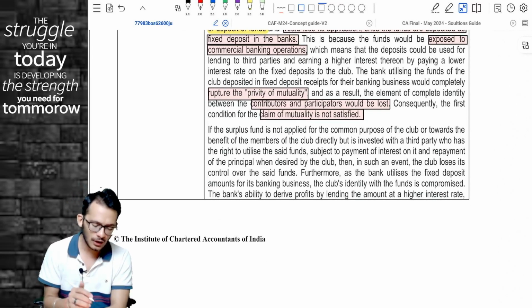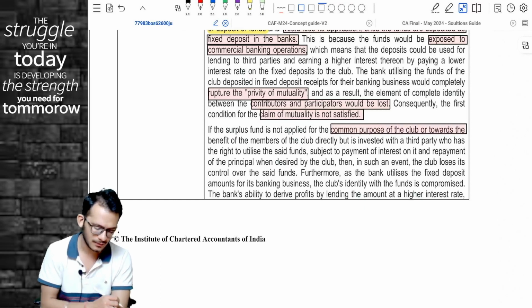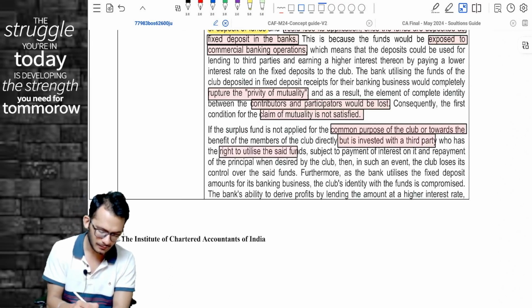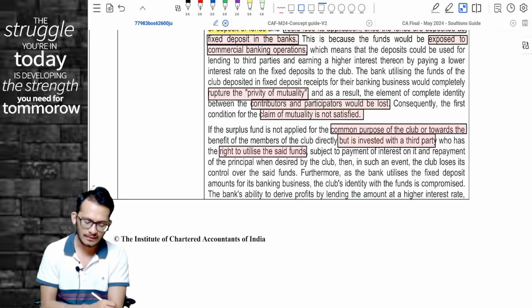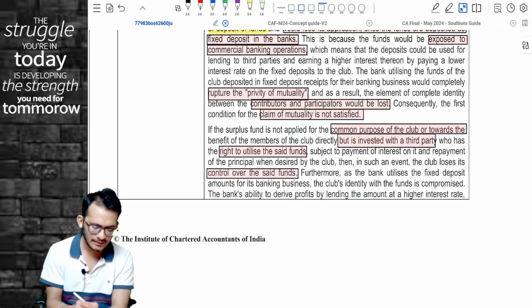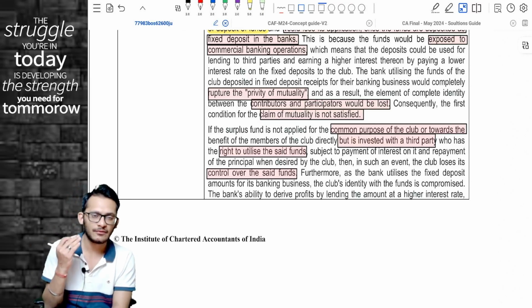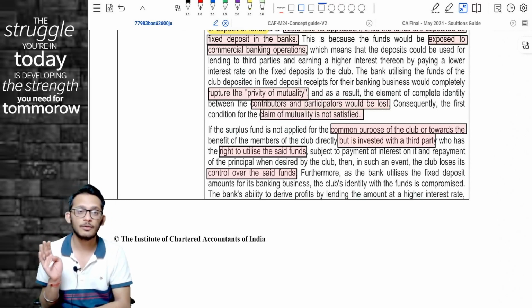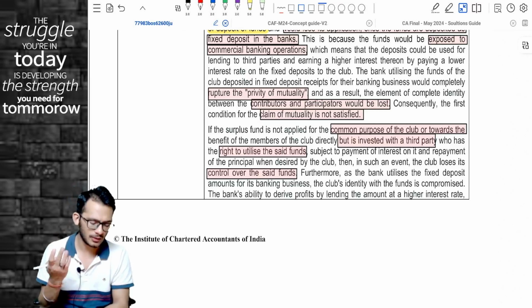If the surplus fund is not applied for the common purpose of the club or towards the benefit of the members directly, but is invested in a third party who has the right to utilize the said funds, subject to the payment of interest on it and repayment of the principal when decided by the club, then in such an event the club loses its control over the funds. So they're saying, since the fund is given to the bank and the bank is going to use it for third party applications, in that case the club loses the identity over the funds and does not have control anymore. This is not a principle of mutuality.